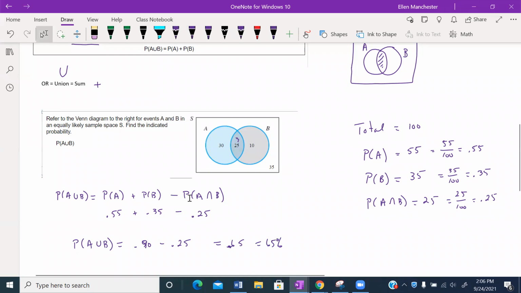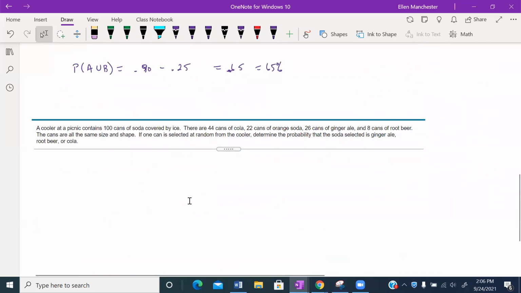Okay. All right. And then the last one, this is another example of what you'll see. That's my dog, sorry.